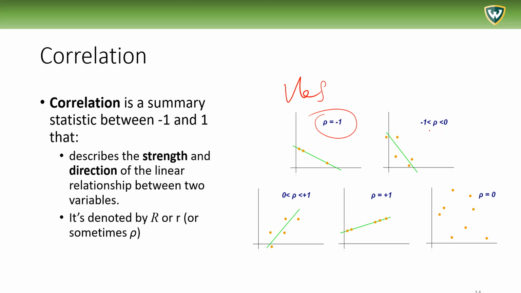If the number is between negative one and 0, it's a negative relationship, but with different strength. So that depends. This one here is not calculated. If the number is between 0 and 1, it's a positive relationship. So if it's a positive rho, it's a positive R, positive relationship. If it's 1, it's a perfectly positive relationship, very uncommon to see. And if it's 0, there's no relationship. And once again, we're talking about linear relationship here.